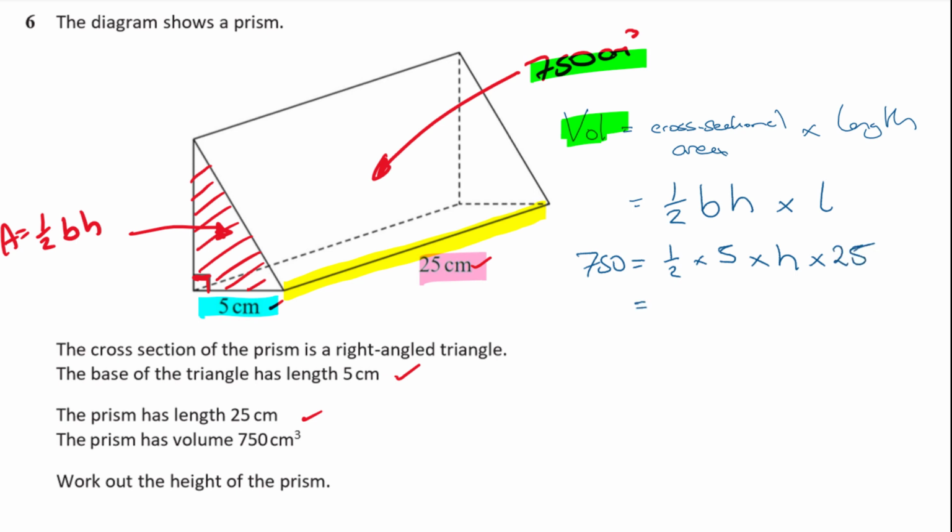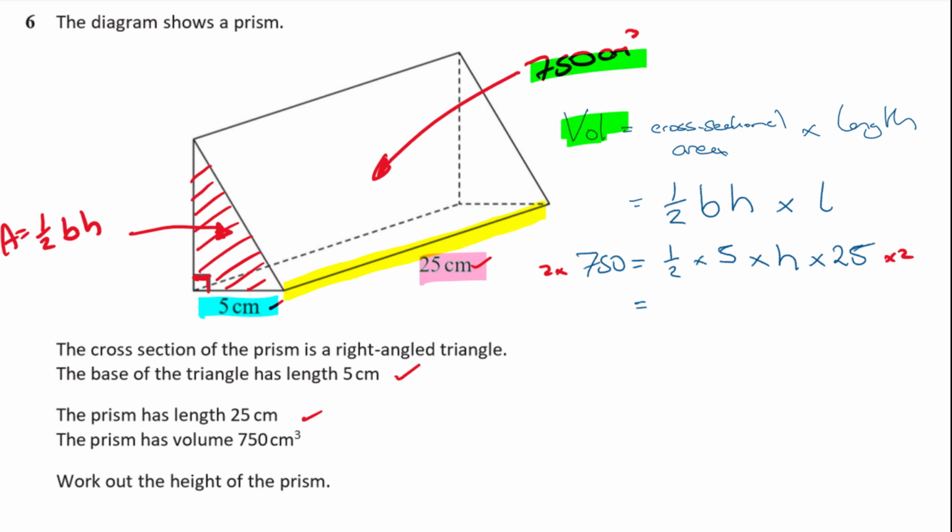Okay, so now I want to try and make h the subject. I want to get h, don't I? I want to solve for h. So I want to get h by itself. Now I've got that pesky half in there. I normally see if I can cancel in one of the other numbers, but they're all odd, so that isn't going to work. So I'm just going to get rid of it by multiplying both sides by 2.